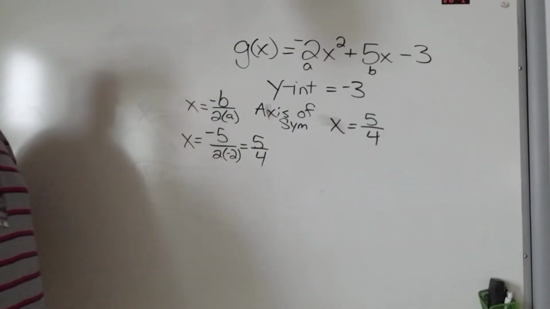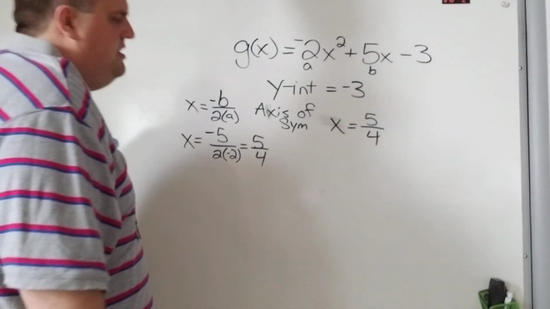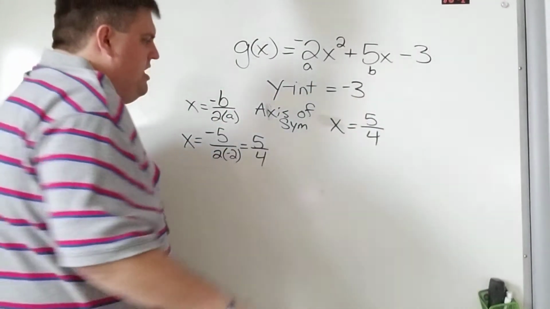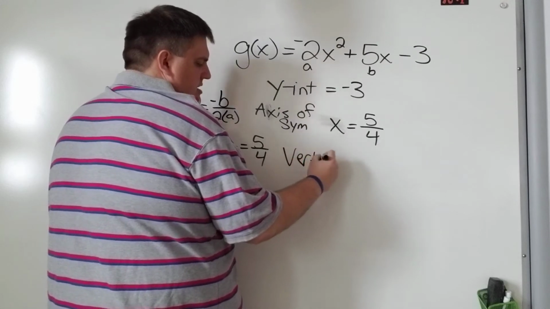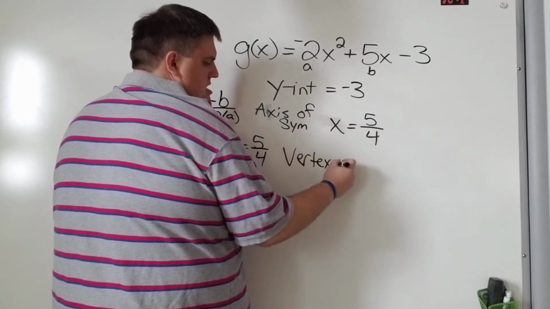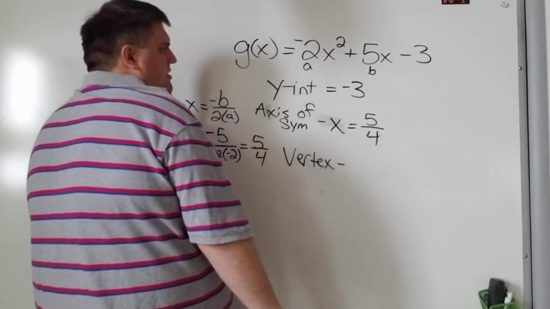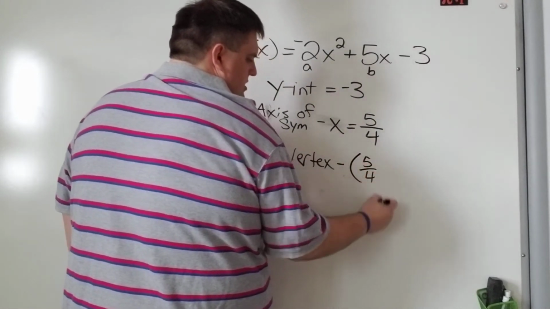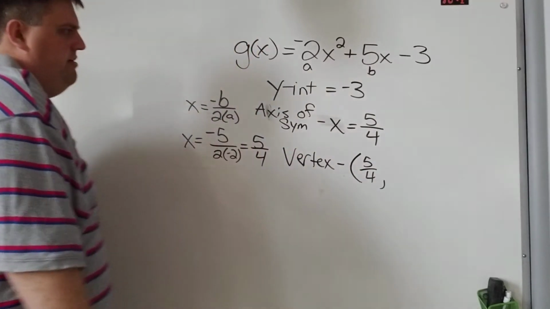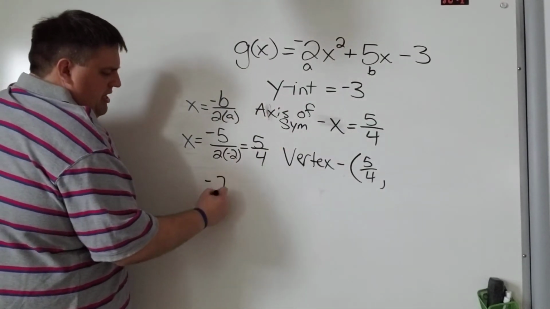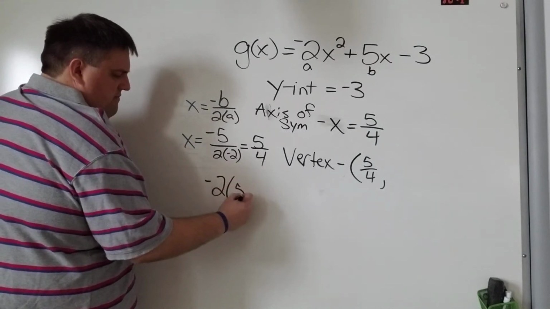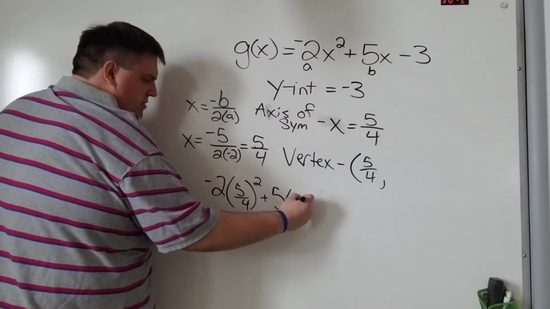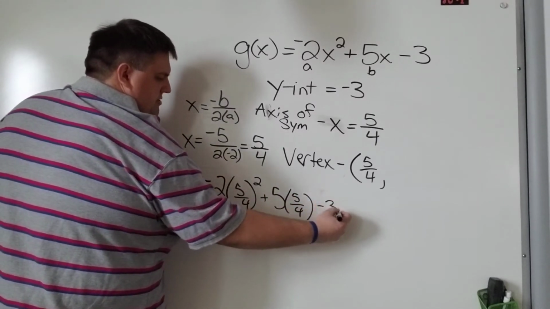So 5/4 is going to be my axis of symmetry. X equals 5/4 because it's vertical, right? And then my vertex, here, we know the x value is 5/4, but we got to find that y value. So this part might be a little yucky. That's okay. So negative 2 times 5/4 squared plus 5 times 5/4 minus 3.